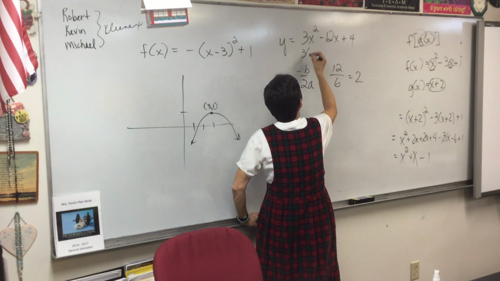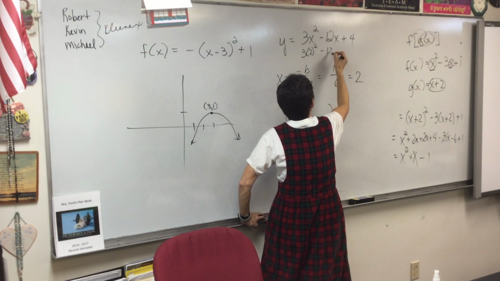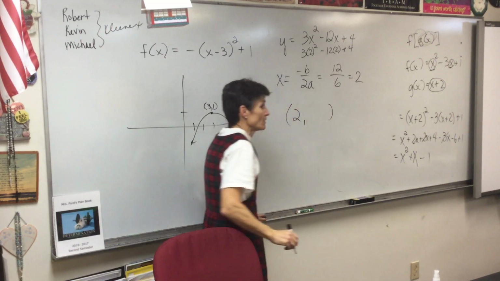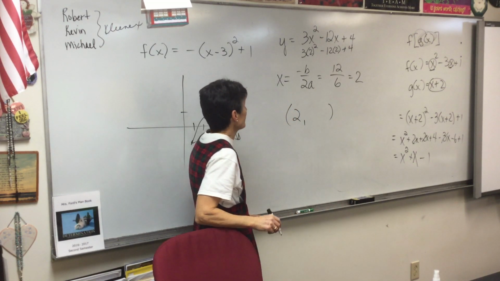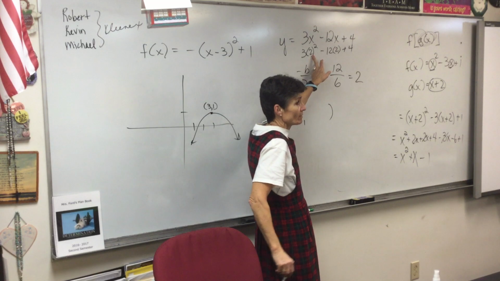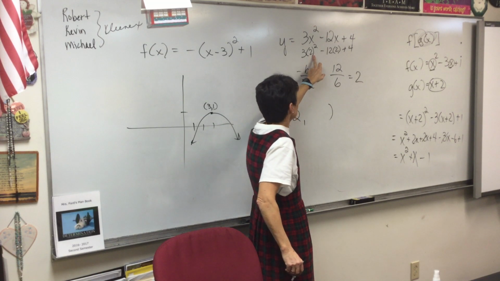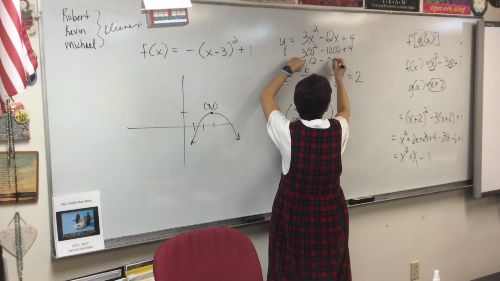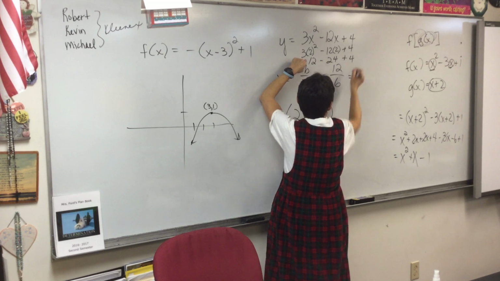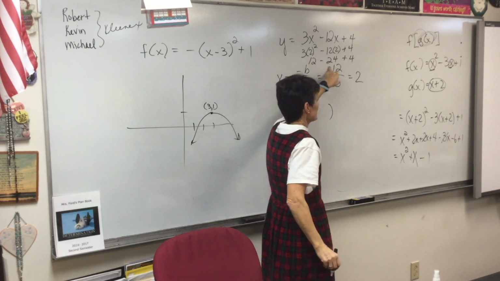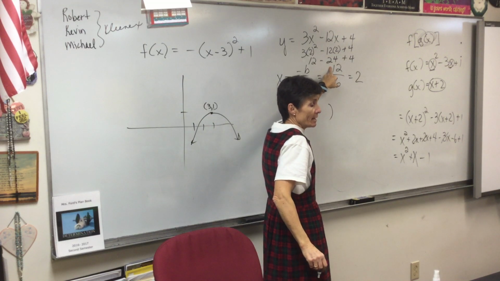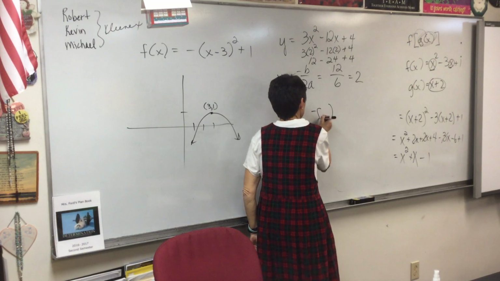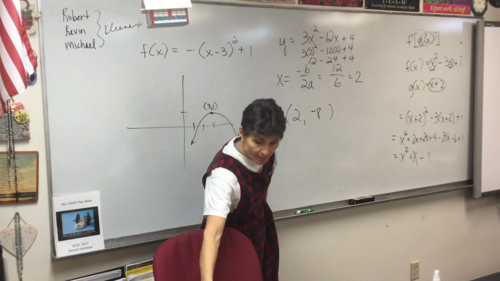When we put 2 in for x, remember, we square before we multiply. We square first. PEMDAS, we square first. So 2 squared is 4, times 3 is 12, minus 24 plus 4. So 12 minus 24, negative 12, plus 4, negative 8. So your vertex is at (2, negative 8).